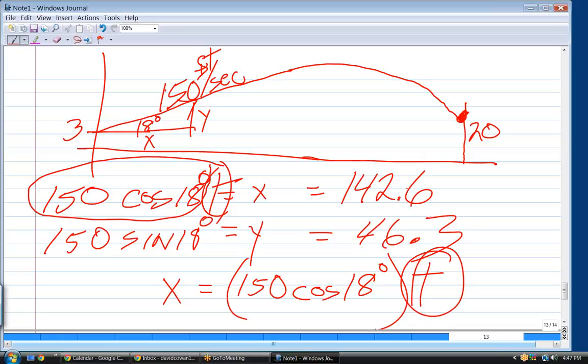And if that distance is more than 400 feet, I'm going to clear the wall. If it's less than 400 feet, I'm not going to clear the wall. I'm going to hit it.